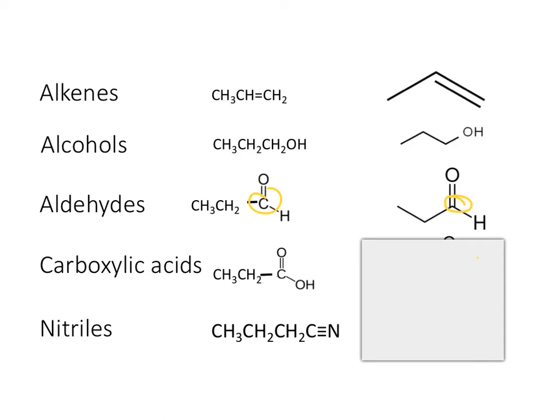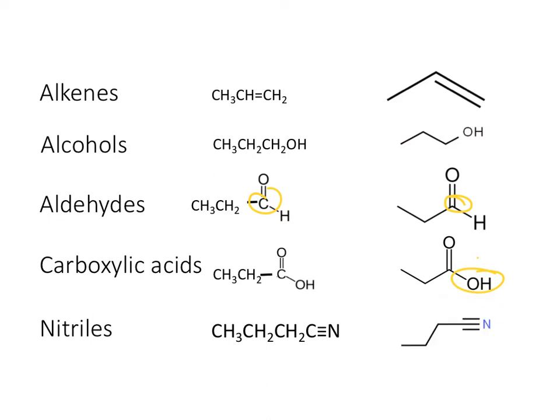And then carrying on, for carboxylic acids, we show that like so. So very similar to aldehydes, but you have the OH there rather than the H. And finally, for nitriles, again, you just show that like so. You don't show the carbon attached to the nitrogen there. That is just shown by the end of the triple bond. You just show the nitrogen. So CH3 is there, CH2 there, CH2 there, and then that carbon there.